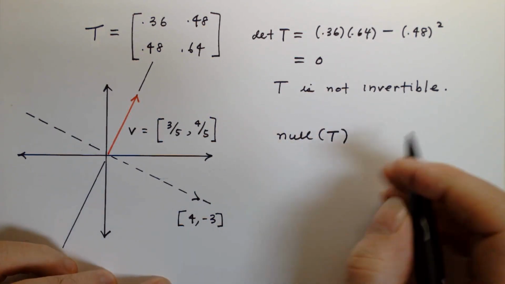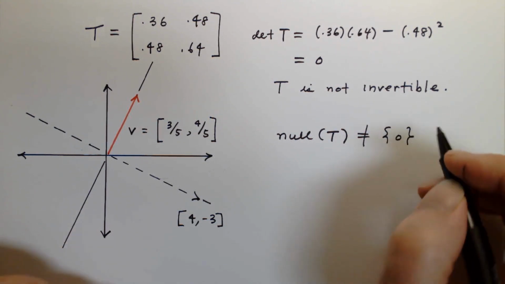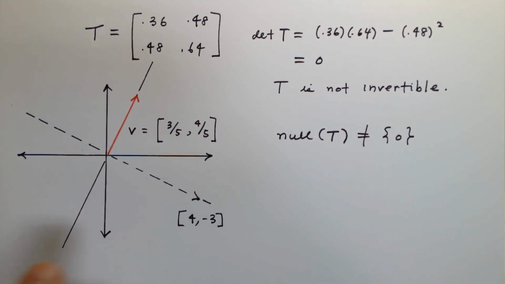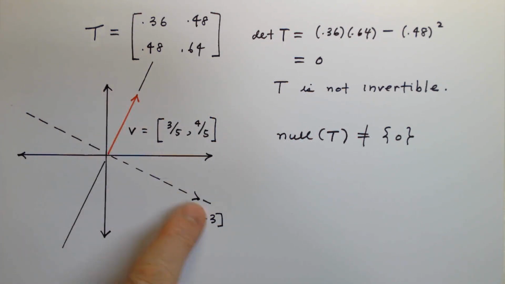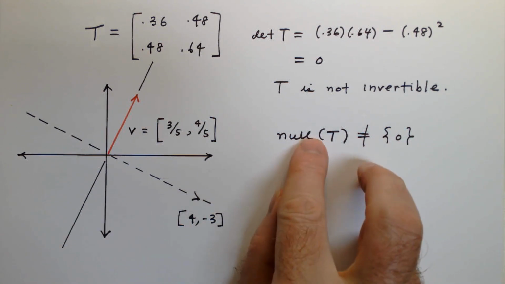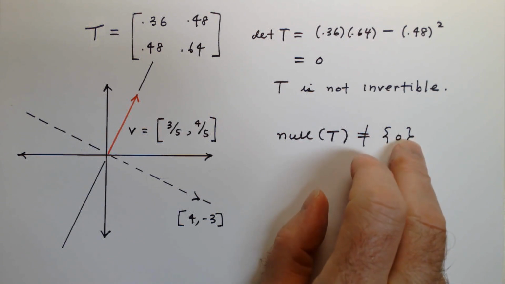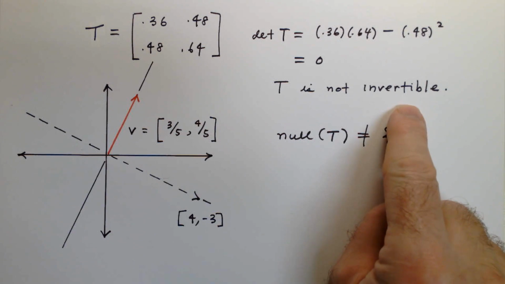In particular, that shows us that the null space of T is not trivial, right? It doesn't consist just of the 0 vector. There's a vector here, for instance, that through the transformation T is getting sent to the 0 vector. So the null space of this transformation is not just the 0 vector. And we know from our fundamental theorem on invertible matrices that if T were invertible, the null space of T would be the zero vector. Since the null space of T is not the zero vector, T is not invertible.